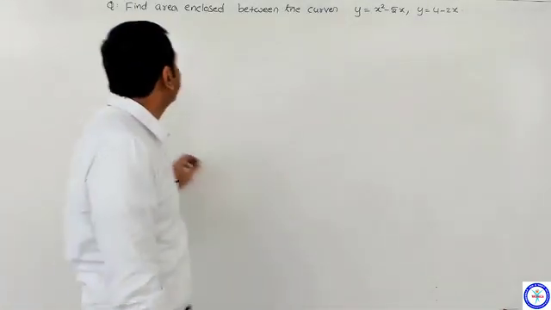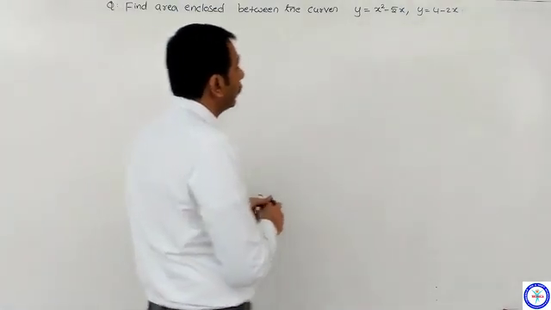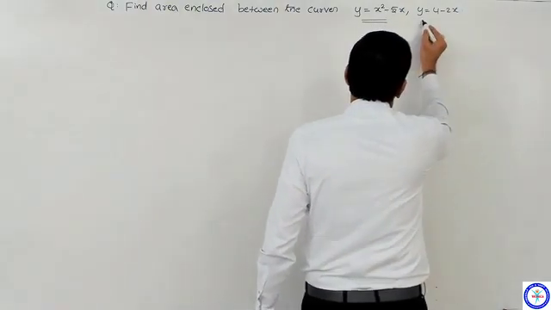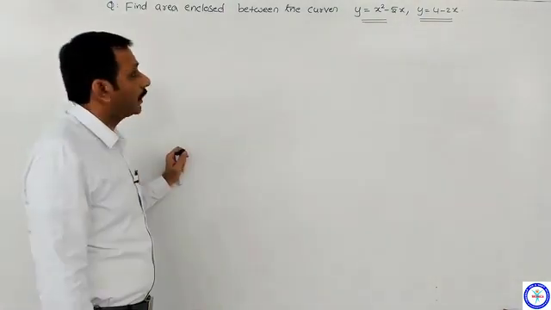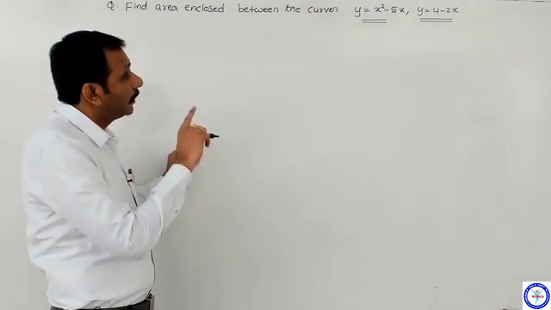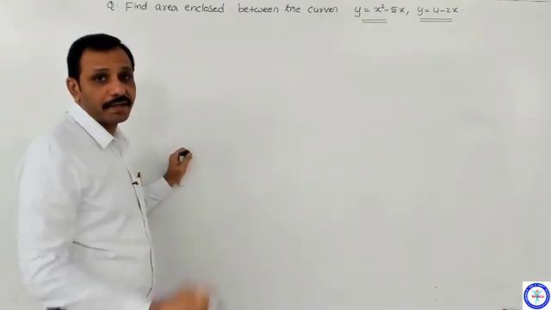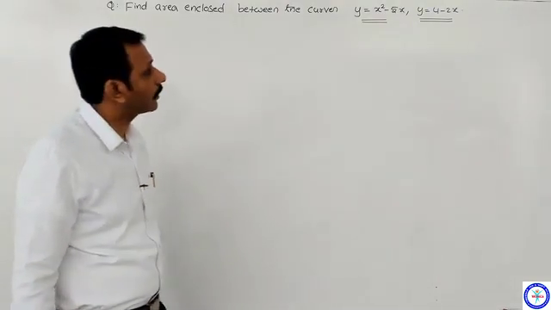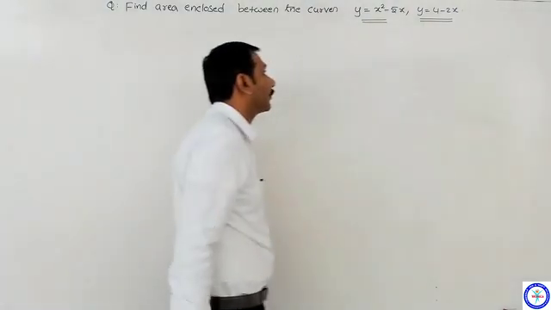Look at this problem. Find the area enclosed between the curves y equal to x square minus 5x and y equal to 4 minus 2x. In the previous class also, we did problems based on finding area between a parabola and a line. I have taken one more problem to explain clearly. It is a parabola and it is a line.